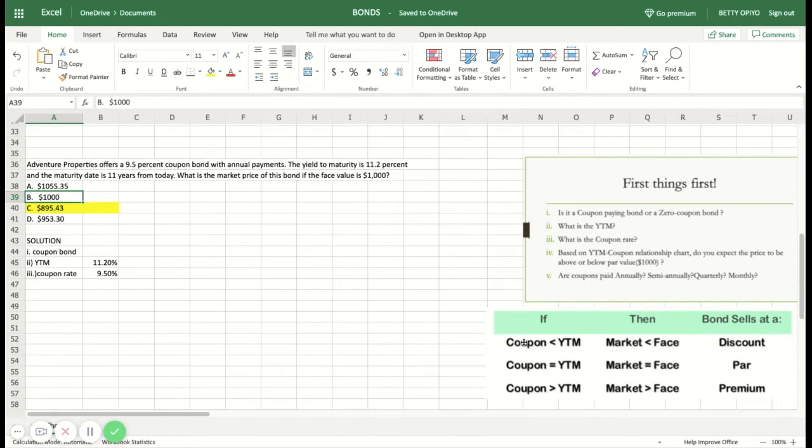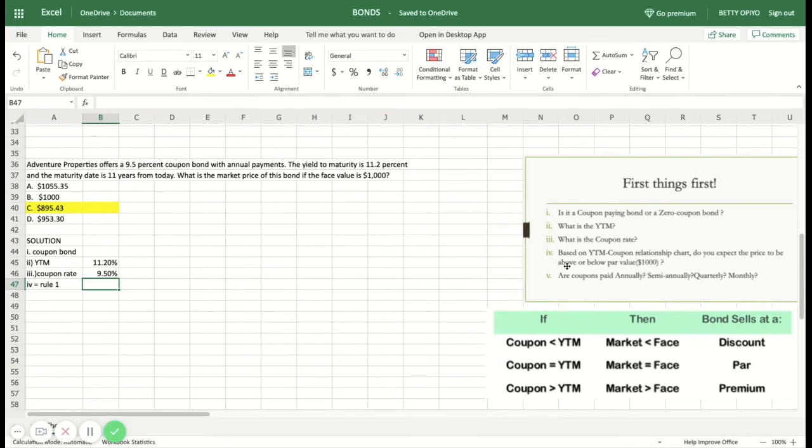So we know that the coupon rate is less than the YTM, so the market price would be less than the face value, which is less than 1,000, and the bond is a discount bond. All right. Now that we have that idea, number 4, we know that would be rule number 1. That is rule number 1 based on this chart here.